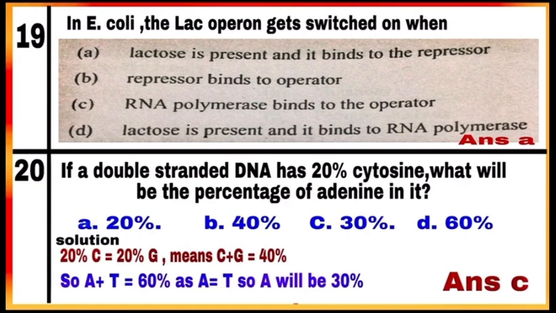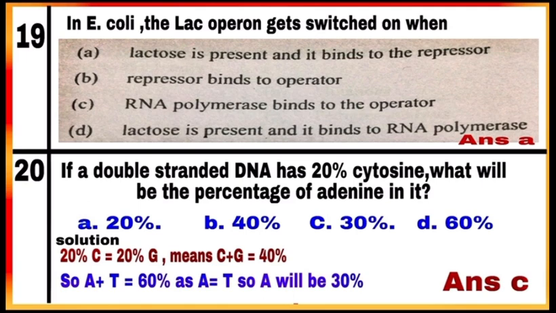Question 19. In E. coli, the lac operon gets switched on when? The lac operon gets switched on when lactose is present and it binds to the repressor. So here mark A as the correct answer.